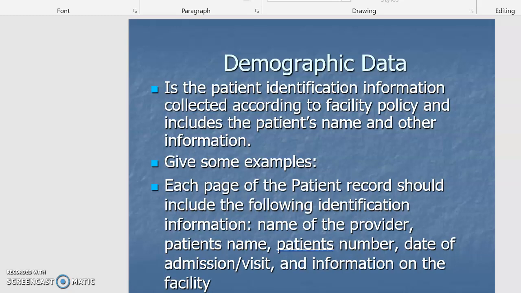Pages of the record need to include the name of the provider, the patient's name, the medical record number, the date of admission and visit, and the name and address number of the facility. It's the same on the electronic health record too.